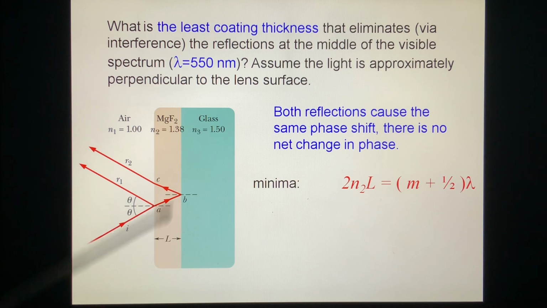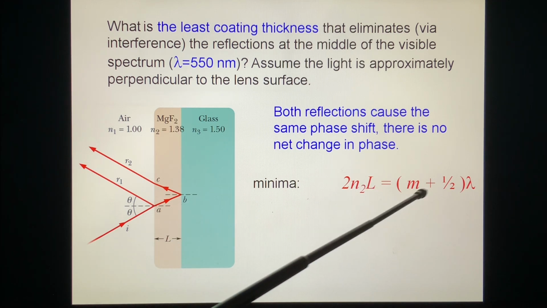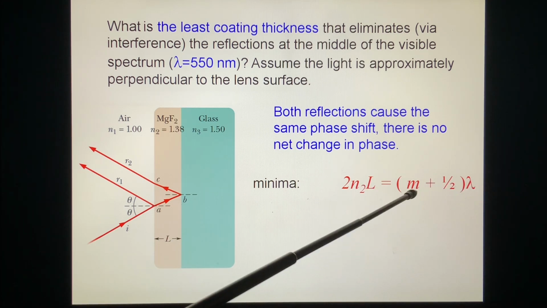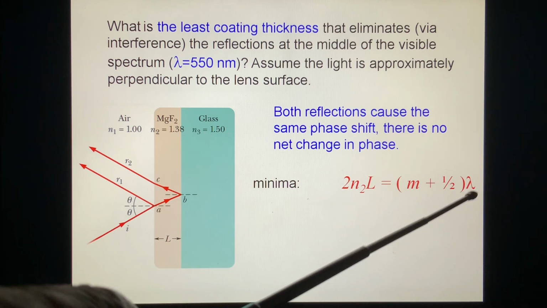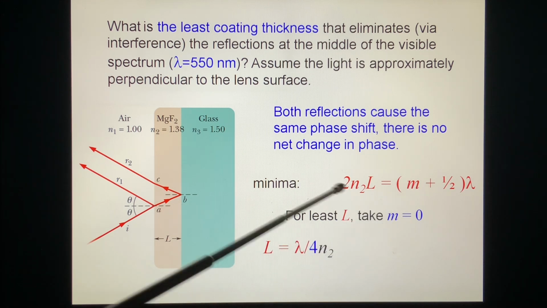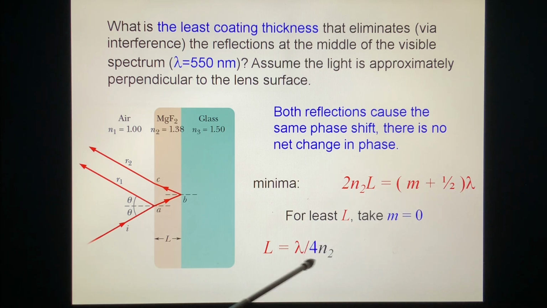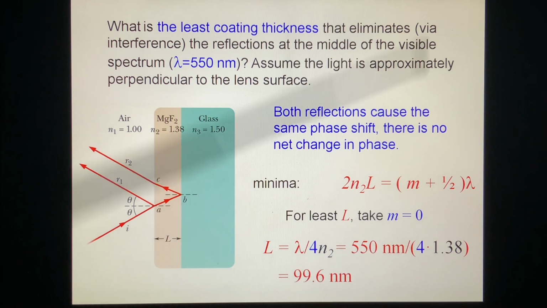This length is 2 n2 L. This is equivalent to the vacuum length. The minimum is (m + 1/2) lambda, in vacuum. So we get this one. If m equals 0, you get a minimum. You get L equal to lambda over 4 n2. Okay, put the numbers in, and we get the answer in nanometers.